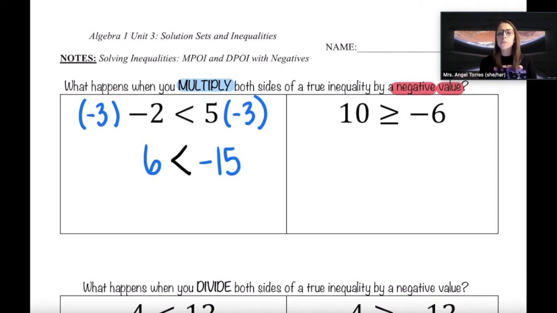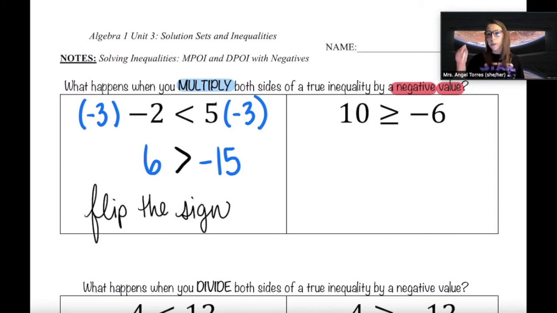No. Here's what happened. Every time you multiply by a negative, the sign is going to change. Notice how the left side of the inequality used to be negative, and now it's positive. The right side used to be positive, and now it's negative. So why is this important? Anytime your signs change, you're flipping to the other side of the number line, and this symbol is no longer true. So to keep this inequality true, all we have to do is flip the sign. 6 is actually greater than -15.